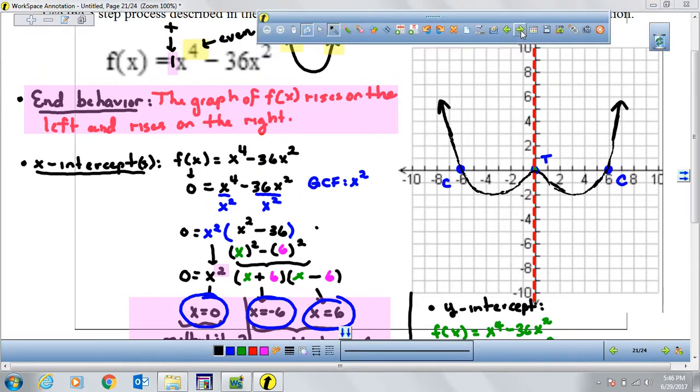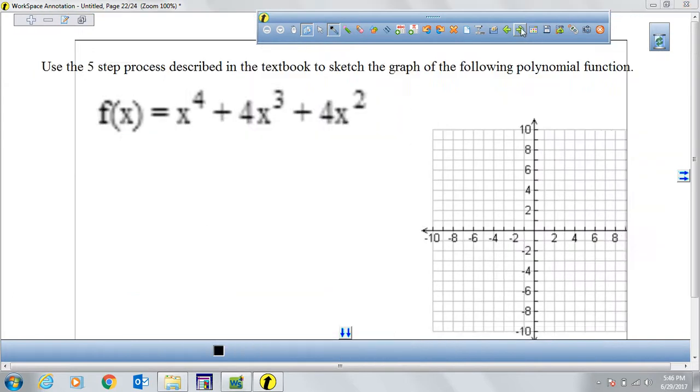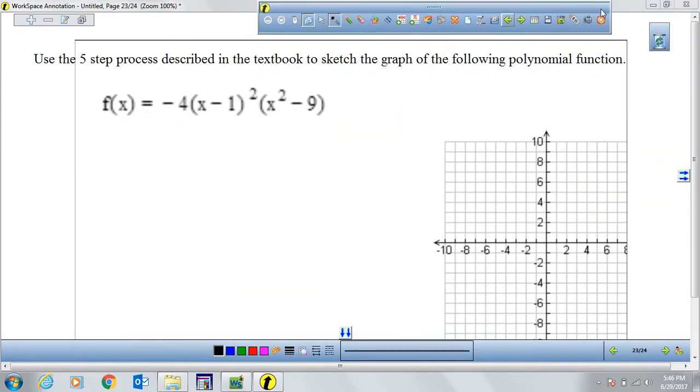We're going to make one more sketch of a function right here. We're going to create the sketch of this function. This one says, use the 5-step process described in the book to sketch the graph of this function.